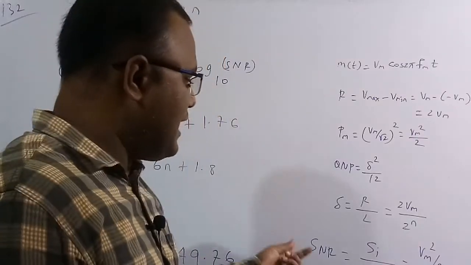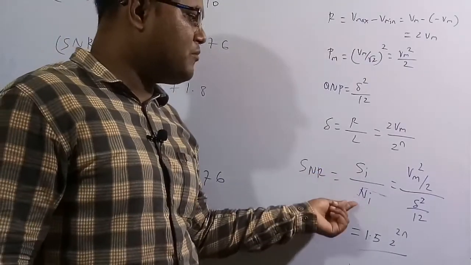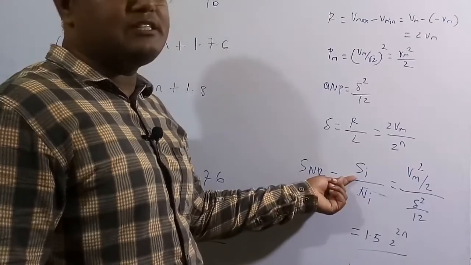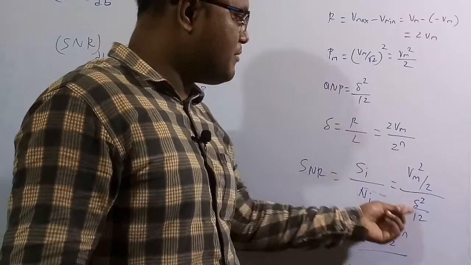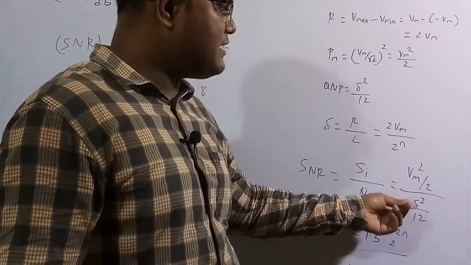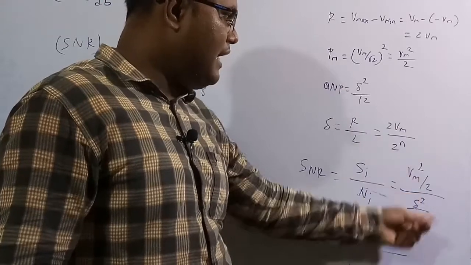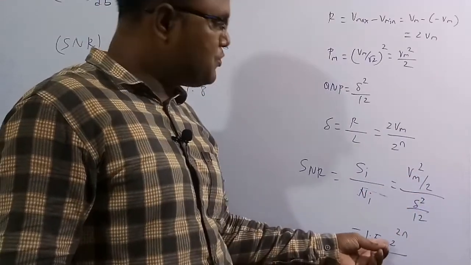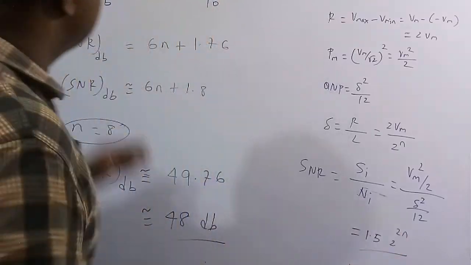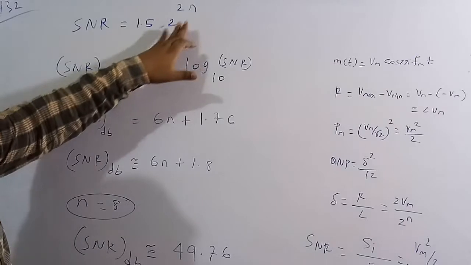Here I have already told you the signal to quantization noise ratio is nothing but signal power by noise power. Signal power is Vm square by 2 and the noise power is delta square by 12. We know the value of delta, so substitute delta as 2 Vm by 2 to the power of n, and after this calculation we get 1.5 into 2 to the power of 2n. Therefore the signal to quantization noise ratio in PCM is 1.5 into 2 to the power of 2n.